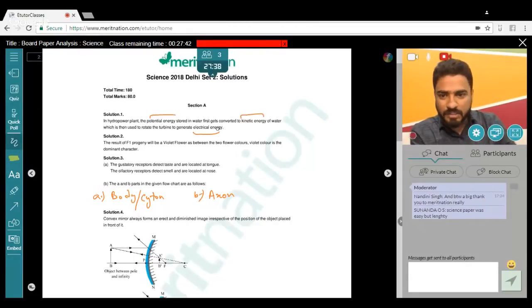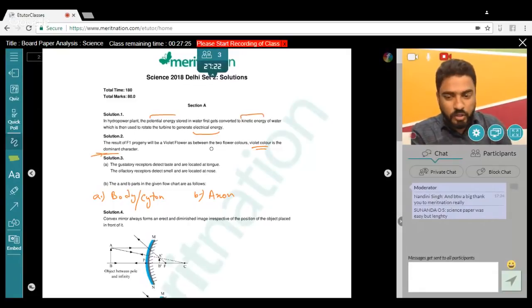Moving on to the next question, from your biology portion. In this question the answer would be the violet color. Why is that so? Because violet is the dominant character in the P. That is the reason the answer will be the violet color.